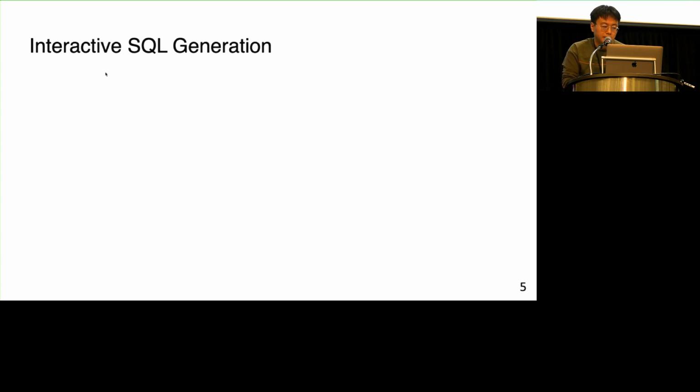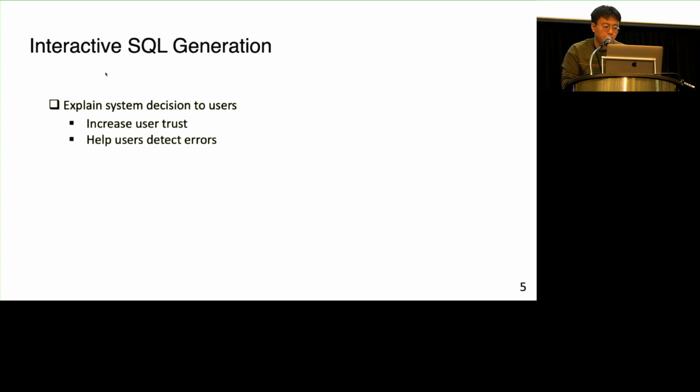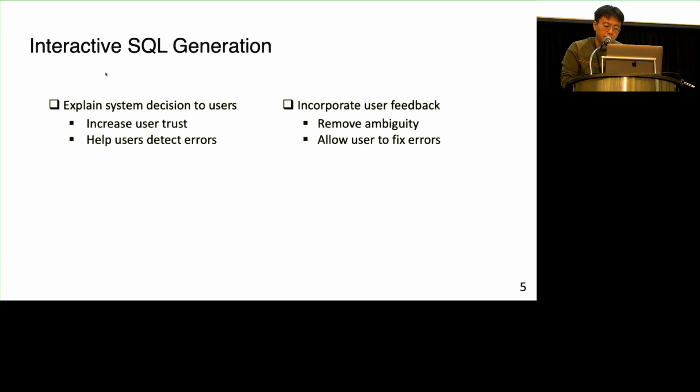To bridge this gap, recent work has focused on developing interactive approaches. These approaches include a human in the loop and aim for two objectives. First, they aim to explain system decisions to users in an understandable way, which helps users increase their trust and detect potential errors. Secondly, they aim to incorporate user feedback during or after the generation, to remove ambiguity in natural language questions and allow the user to fix detected errors.